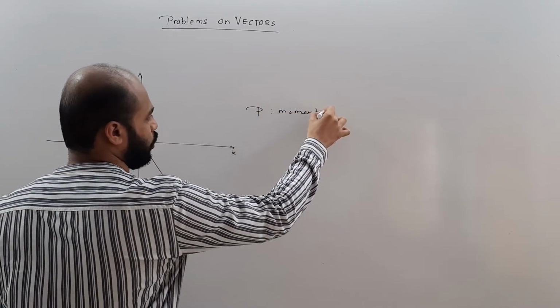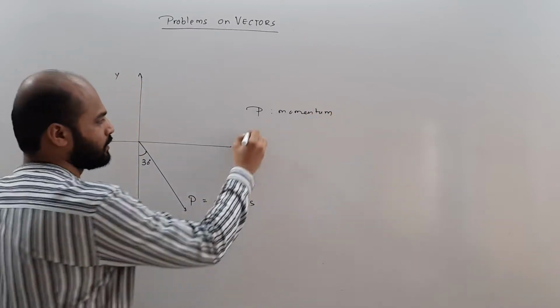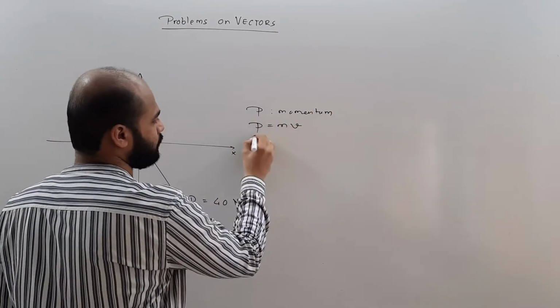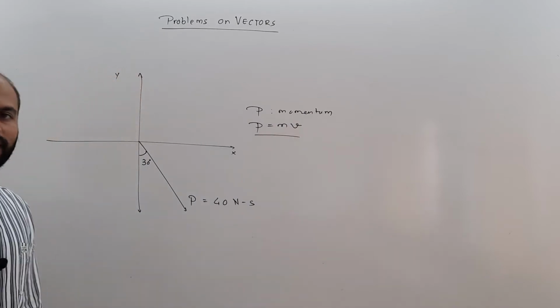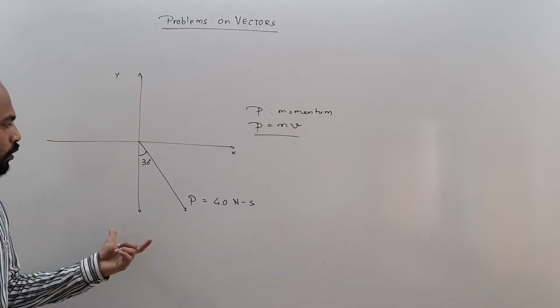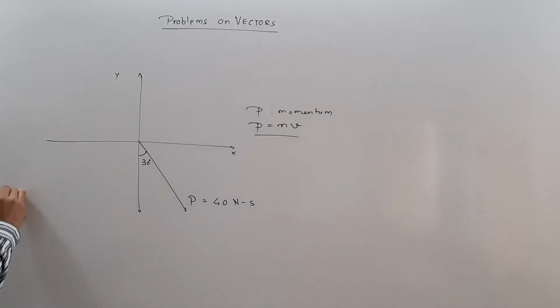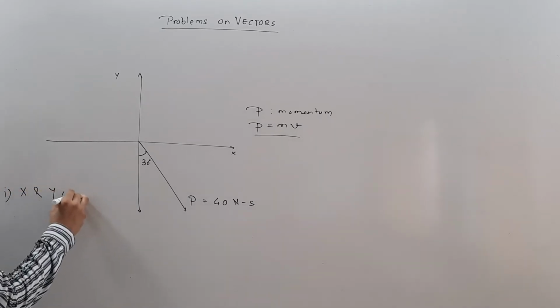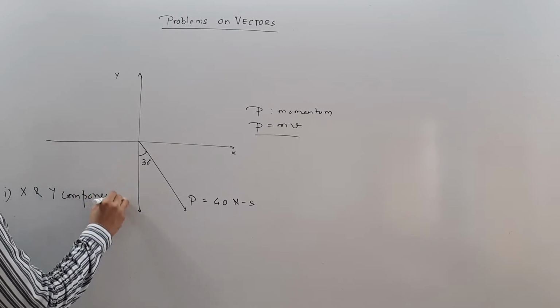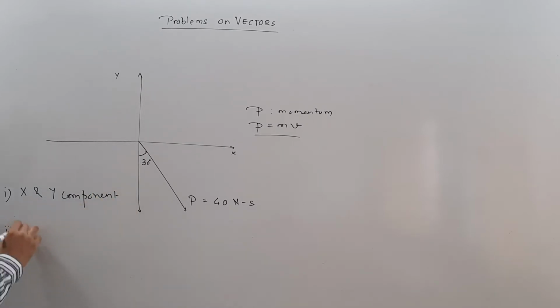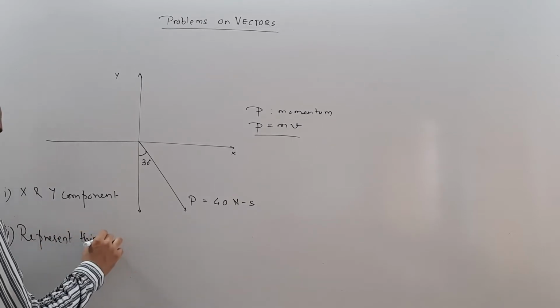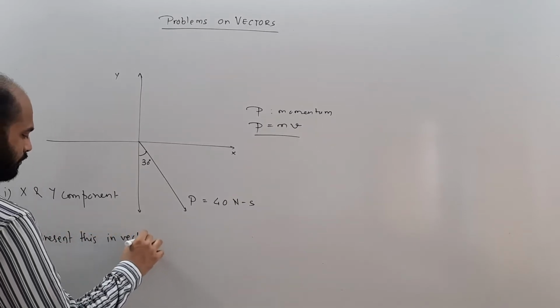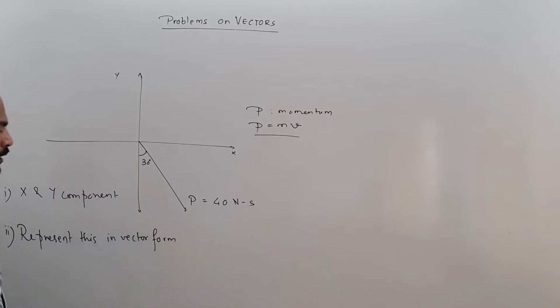Momentum is a vector quantity and it is given by the formula P is equal to m into v. So this we have already discussed in units and measurements. Now we have to find the x and y component. Number 2, we have to represent this in the form of vector. And if somebody asks you what is the magnitude, then you must be able to specify that.